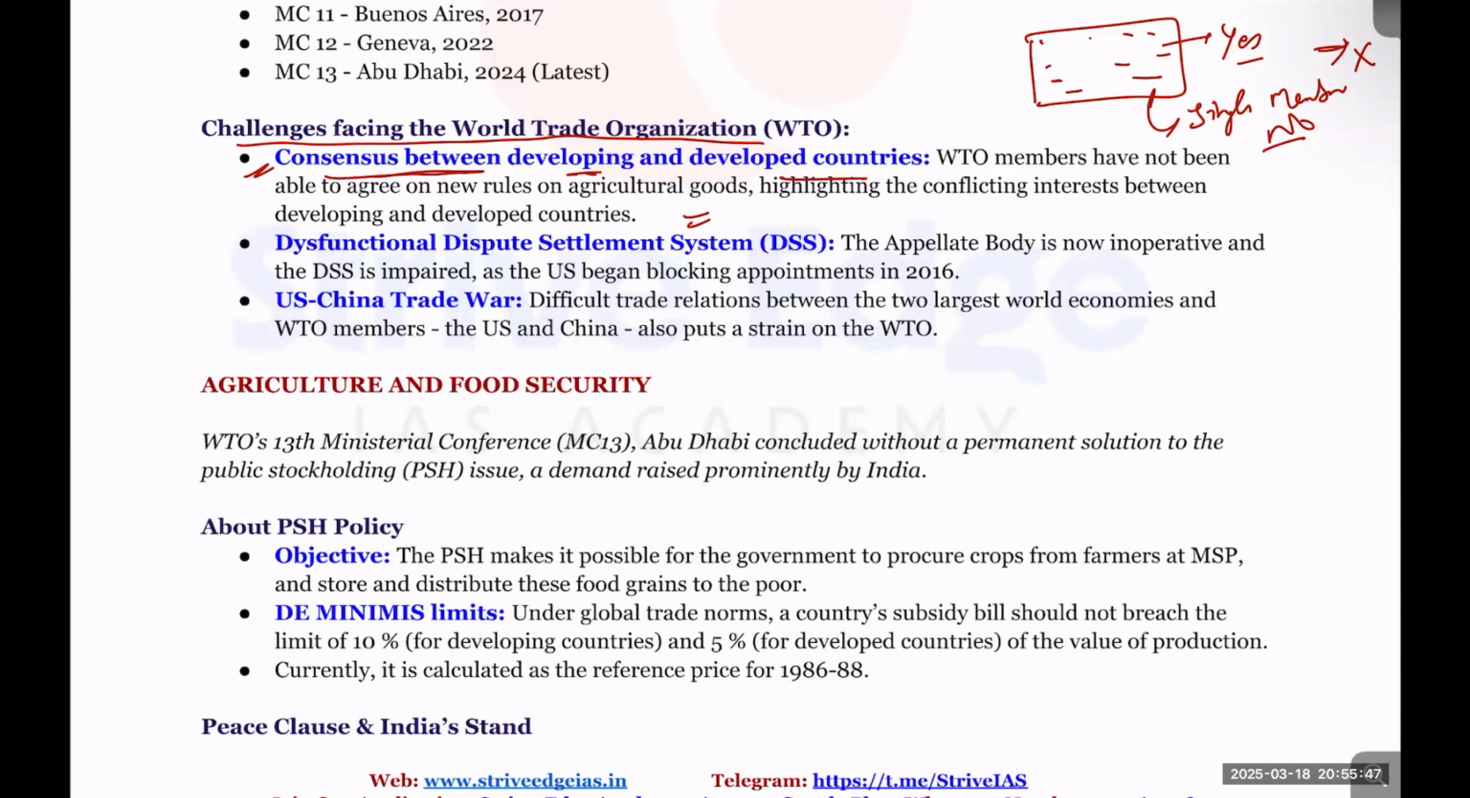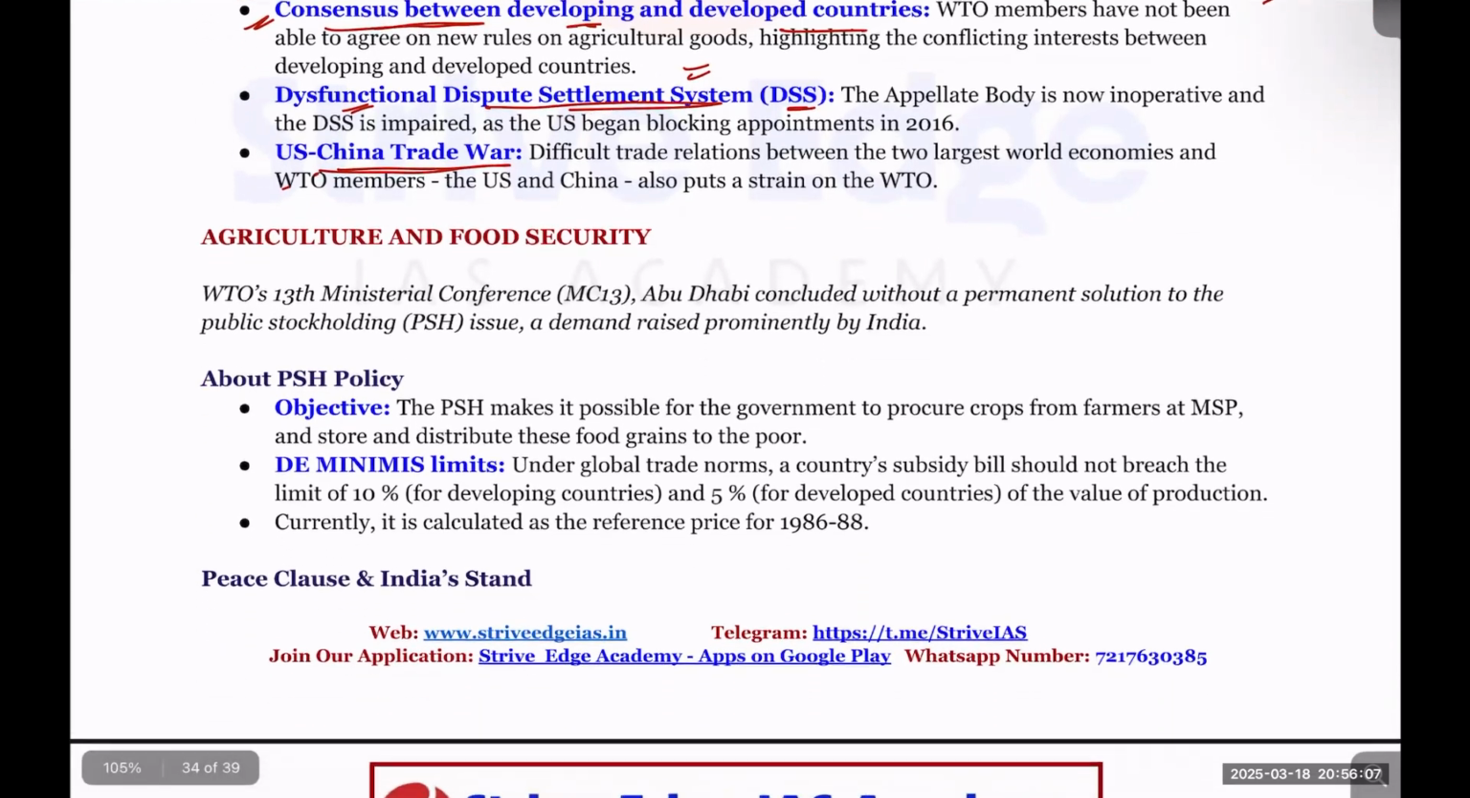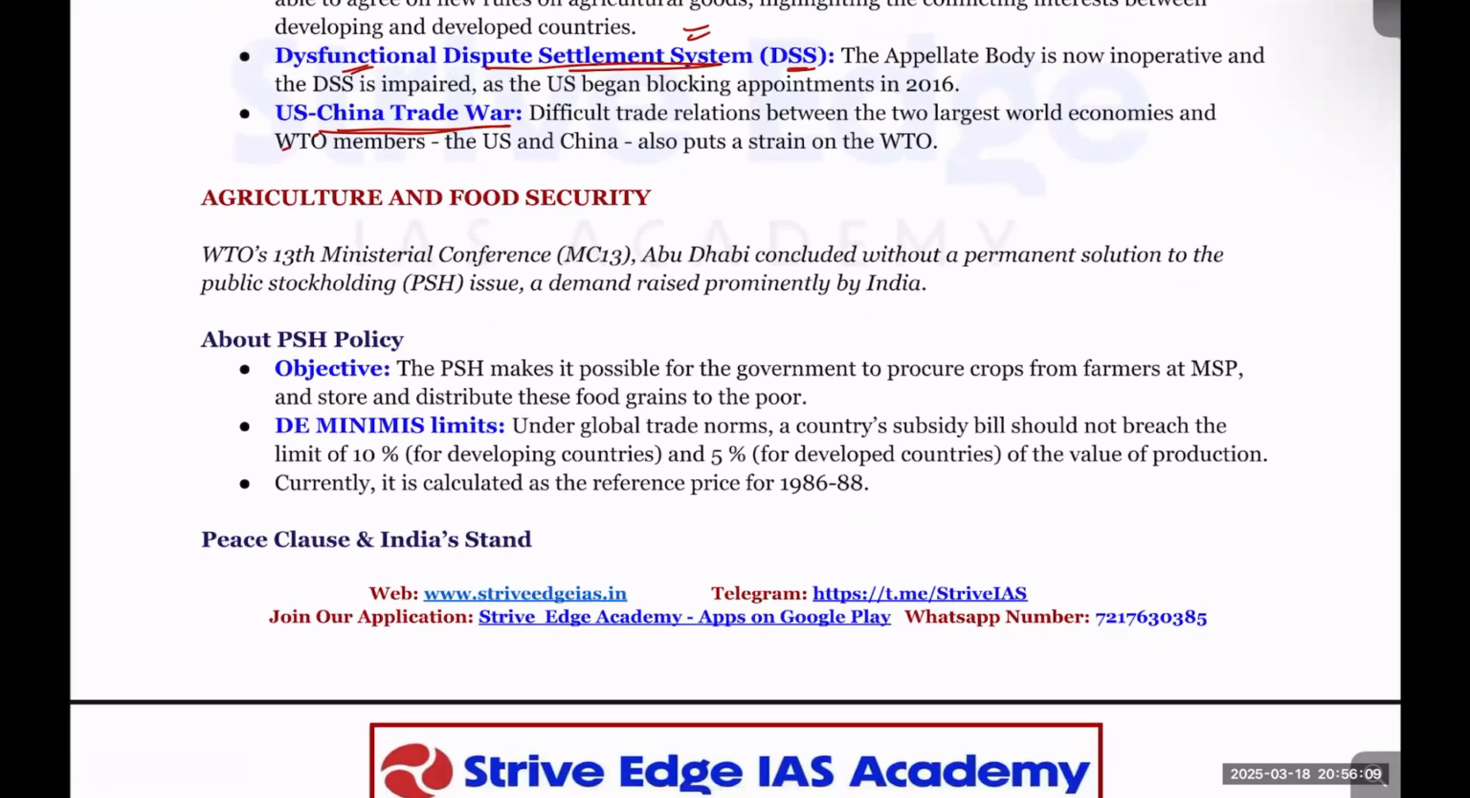Its dispute settlement system remains dysfunctional because the appointment of the members to this dispute settlement system is not happening. The US-China trade war is also a challenge that the WTO is facing, and it is a very big credibility issue for the WTO.